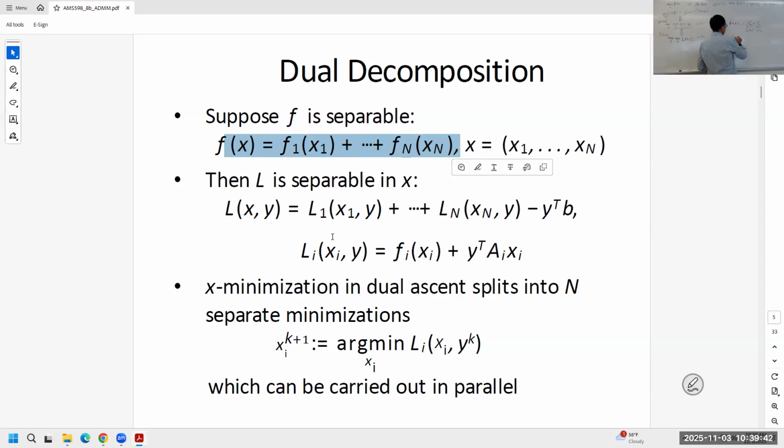Now, if f(x) equals x1 squared plus x2 squared plus x1 times x2, is this separable? It's not separable. Or say f(x) equals e to the power of x1 plus x2. This is also not separable, because this is equal to e^(x1) times e^(x2), which you cannot put into a summation. So it's not separable.